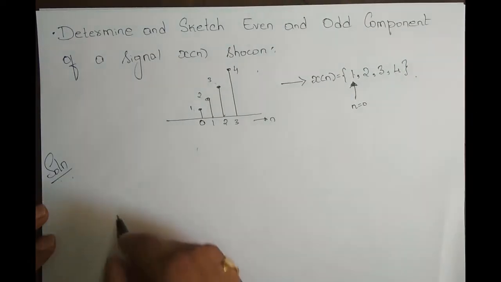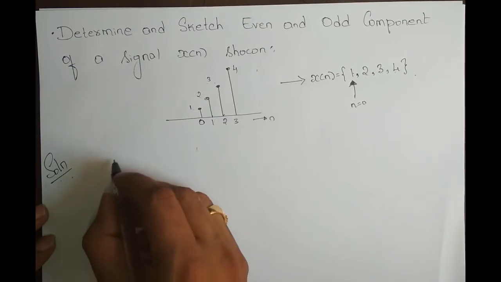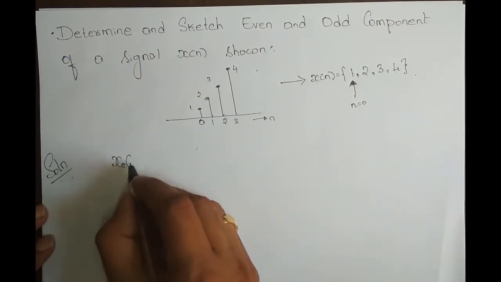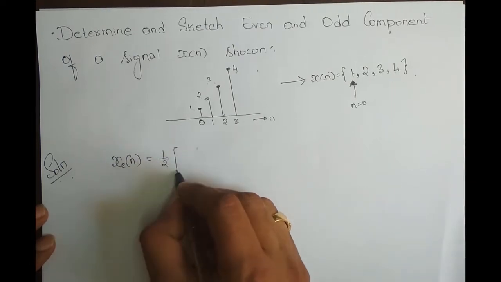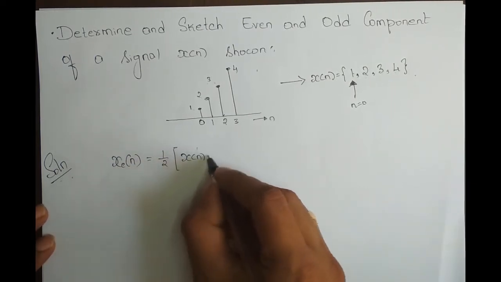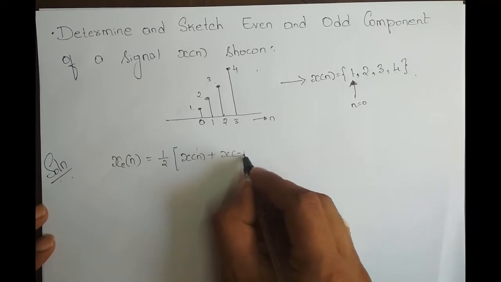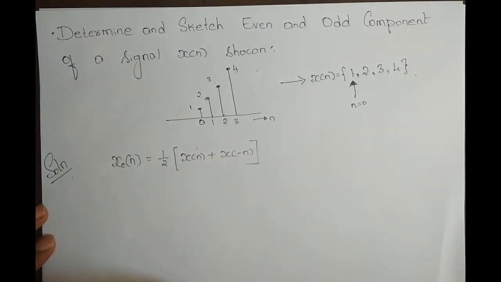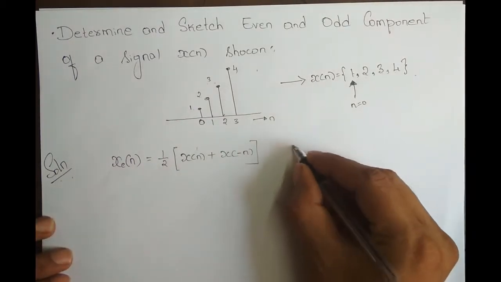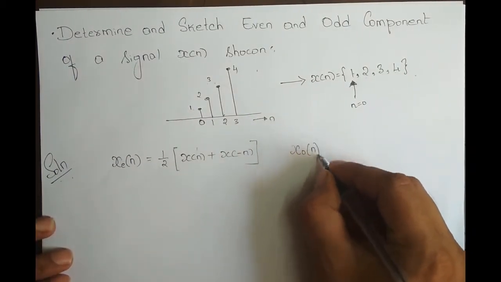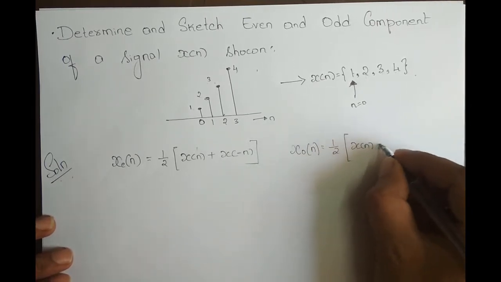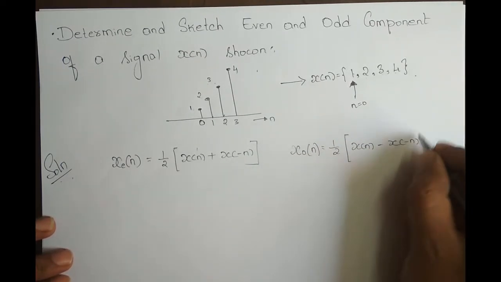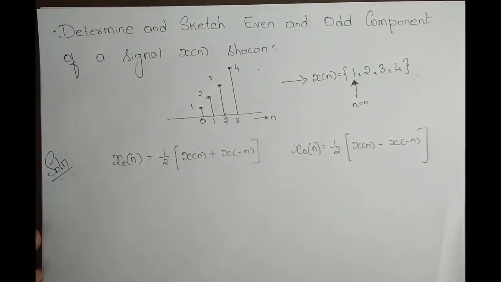In discrete time, what is the equation to find the even component? X e of n is equal to 1 by 2 into x of n plus x of minus n. This is to find the even component of a signal. Now to find the odd component, x o of n is equal to 1 by 2 into x of n minus x of minus n. This is the formula to find the odd component of a signal.